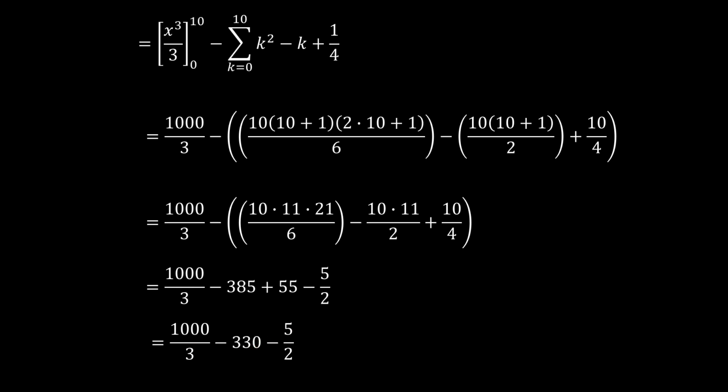And that becomes 2000 over 6, obviously. 2000 minus 1980 minus 15. Having said the common denominator is 6, 2000 minus 1980 is 20. 20 minus 15 is 5. 5 over 6 happens to be our answer.